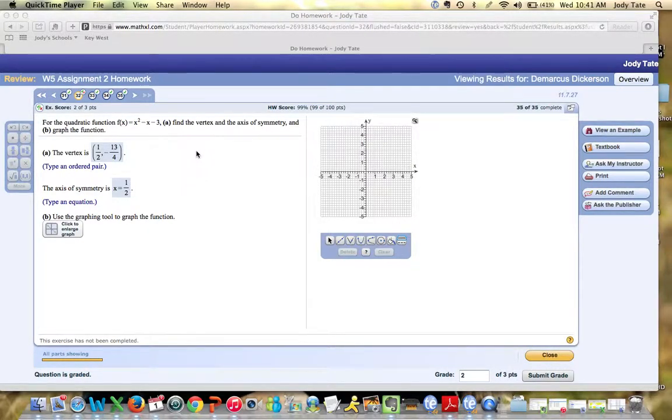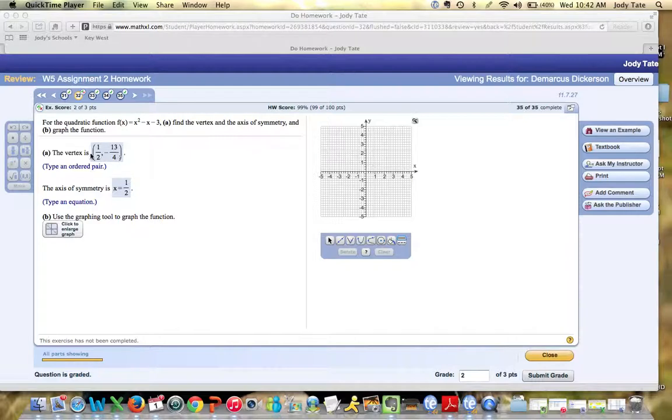Okay, I'm going to show on this problem how we would graph in my math lab. So part A is already completed, and that is the vertex of our parabola. And so we've got this quadratic function up above, f of x equals x squared minus x minus 3. Part A asked us to find the vertex and axis of symmetry, which we've done here. And then part B says graph the function.